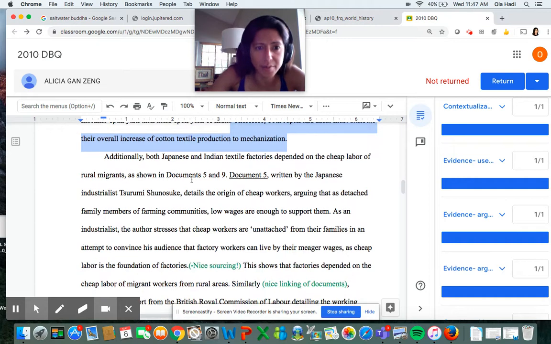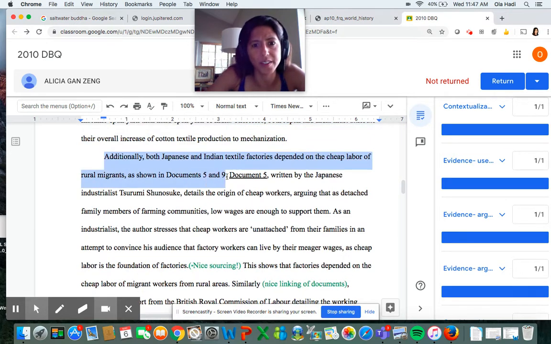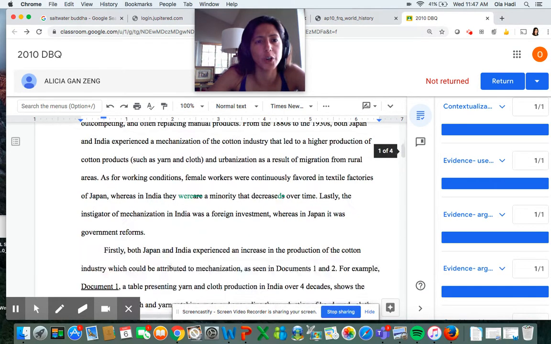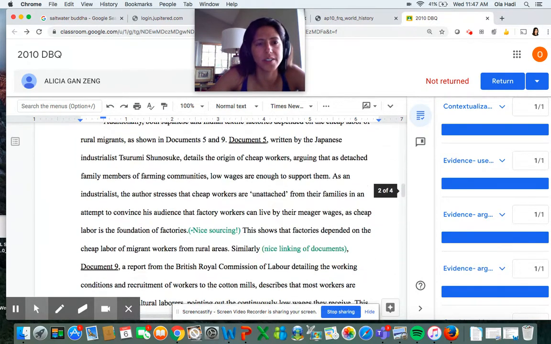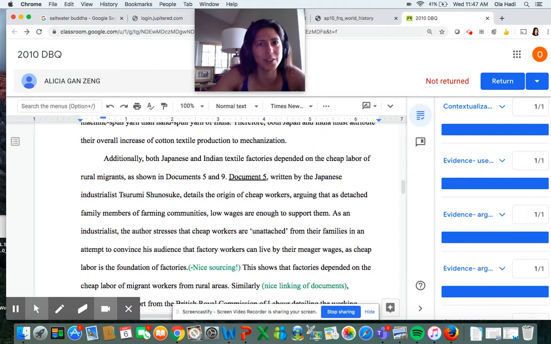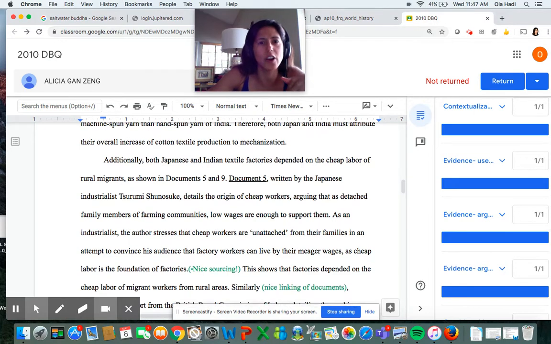Now, the next paragraph should be the next part of her thesis. It has to tell me a similarity or difference. It should have grouping, and it should be part of her thesis. "Additionally, both Japanese and Indian textile factories depended on the cheap labor of rural migrants, as shown in documents 5 and 9." And if we were to go back and look at her thesis, she mentioned this. She's talking about migration from rural areas, and there it is showing up as her second topic sentence. So make sure that your essay is nice and cohesive. All the parts are connected, and that's what I want to see.